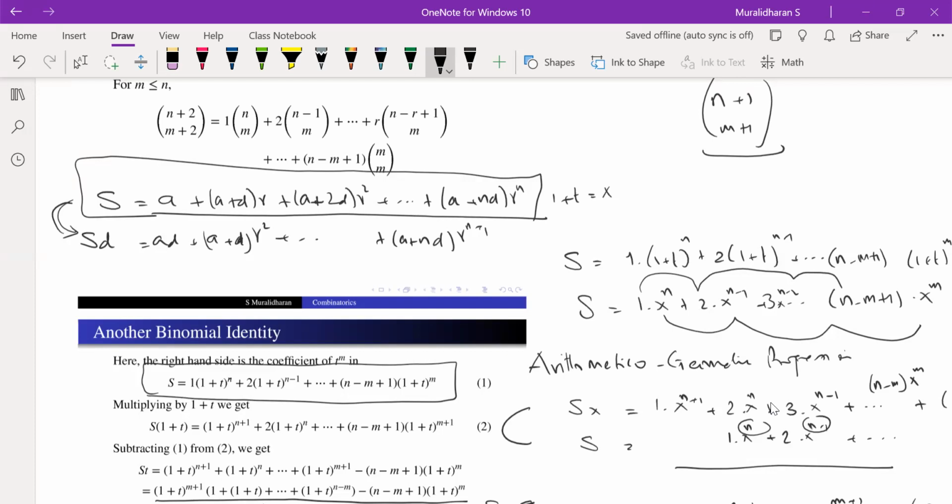So if I subtract a plus 2d into r square from a plus d into r square, I can cancel out. So similarly, it will be a into 1 minus d and so on. So you can just easily sum up this one. So that's the usual trick which is used.